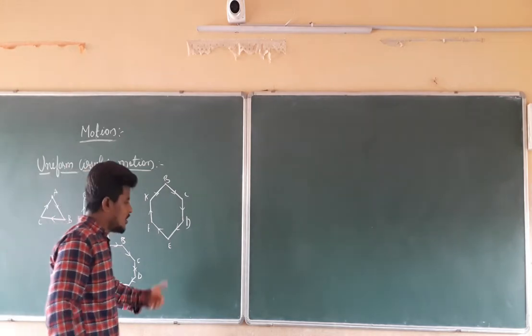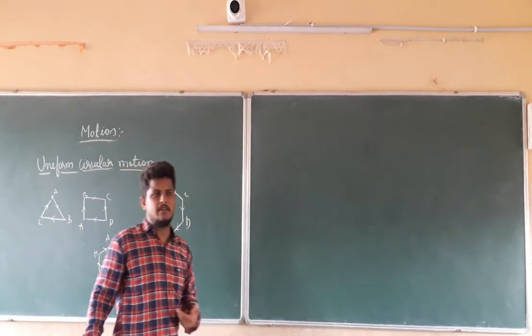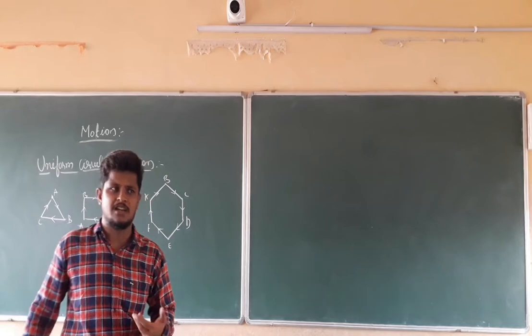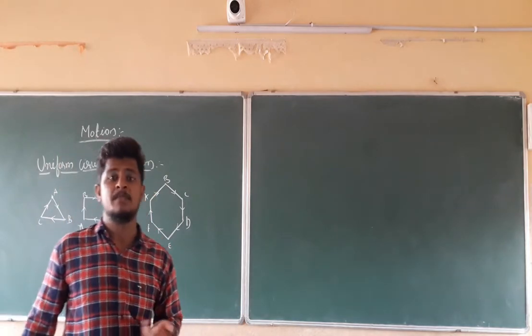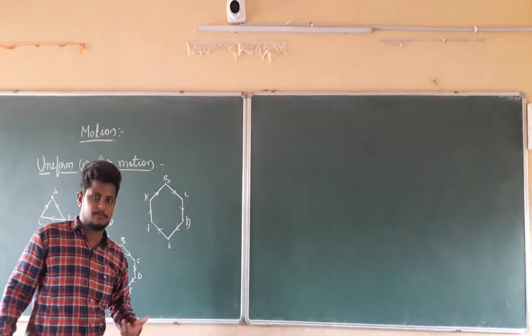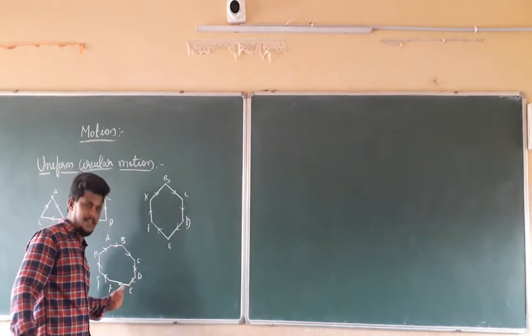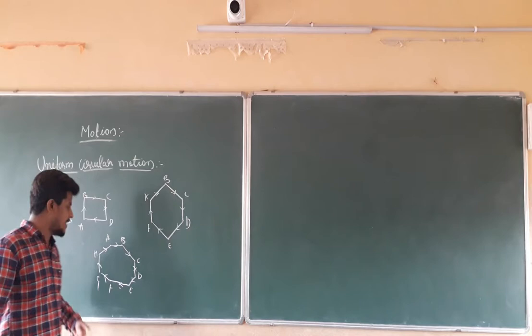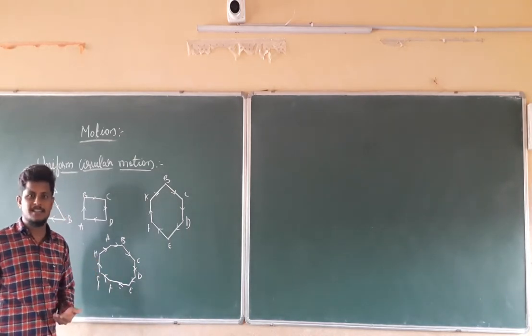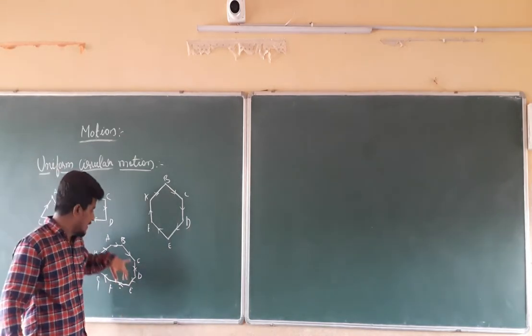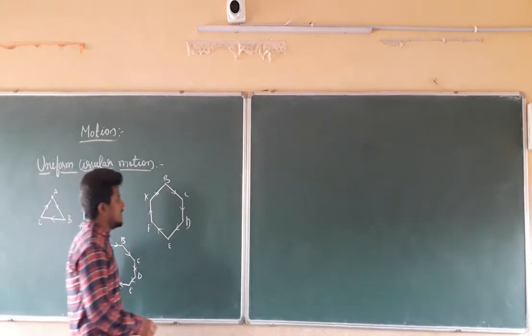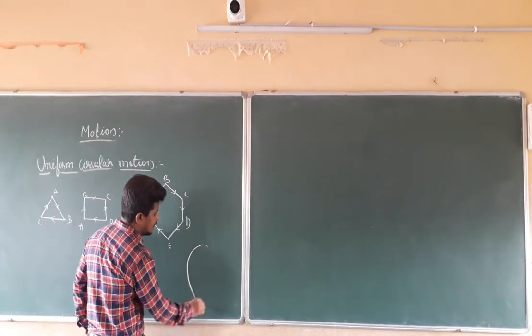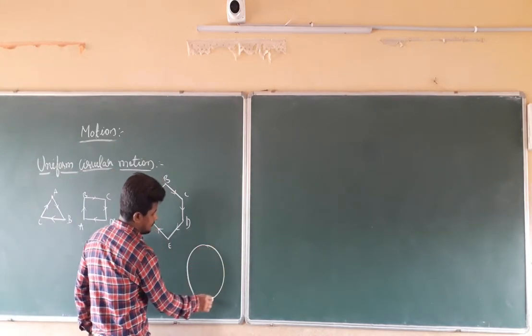So as you go on increasing the number of sides, the number of changes of direction goes on increasing. At infinite sides of these shapes, there will be the formation of a circle. The shape which contains infinite sides is going to be a circle. If you keep increasing the sides, it will become what? It will become circular.